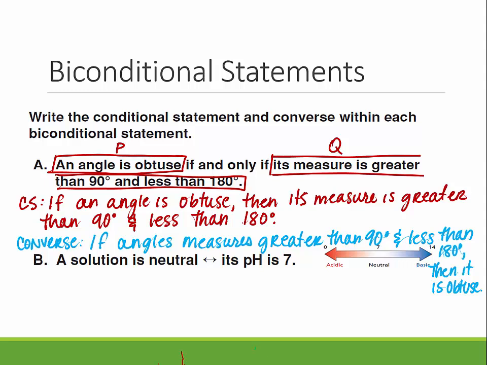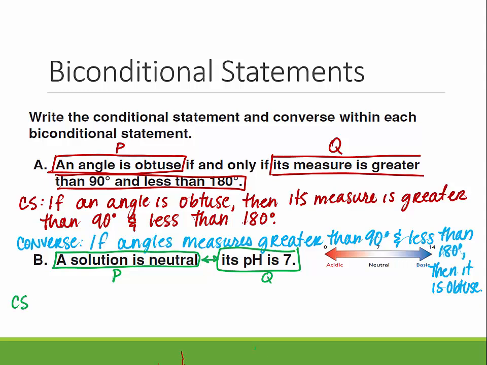So same thing with the next one. A solution is neutral if and only if its pH is 7. So remember that double arrow right there means if and only if. So again, identify your P, identify your Q. This is our P, if and only if our Q is true.